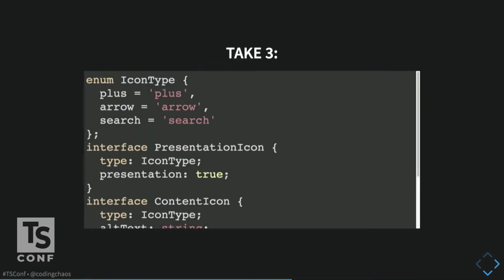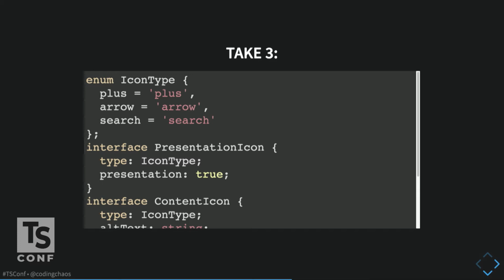Okay, so let's try again. Let's use an enum this time for the icon type. So now you'll get code hinting in VS Code or whatever editor. I'll tell you what's below there. Pretend you can see that. And I've split out icon into presentation icon and content icon. And this is one of the few examples where I've found a literal type, presentation: true, to actually be useful. Because it doesn't add much meaning if it's always true, but it's kind of a psychological trick.